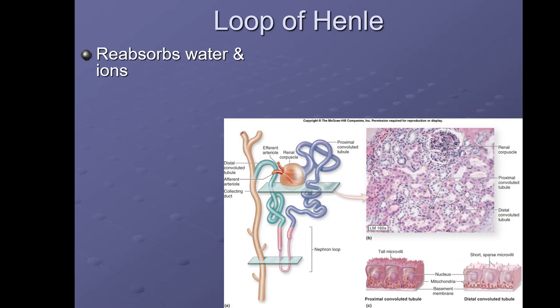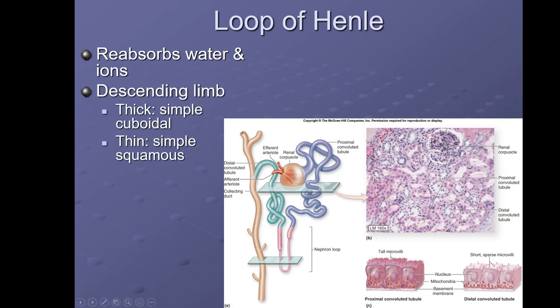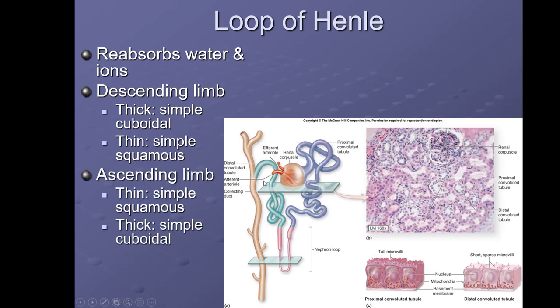Then we have the loop of Henle, which has a descending portion and an ascending portion. And just one little interesting thing about it, as the loop of Henle goes down, it goes from simple cuboidal to simple squamous at the very tip. Then it goes back into simple cuboidal as it comes up. So the very tip of the loop of Henle does have some simple squamous in it.